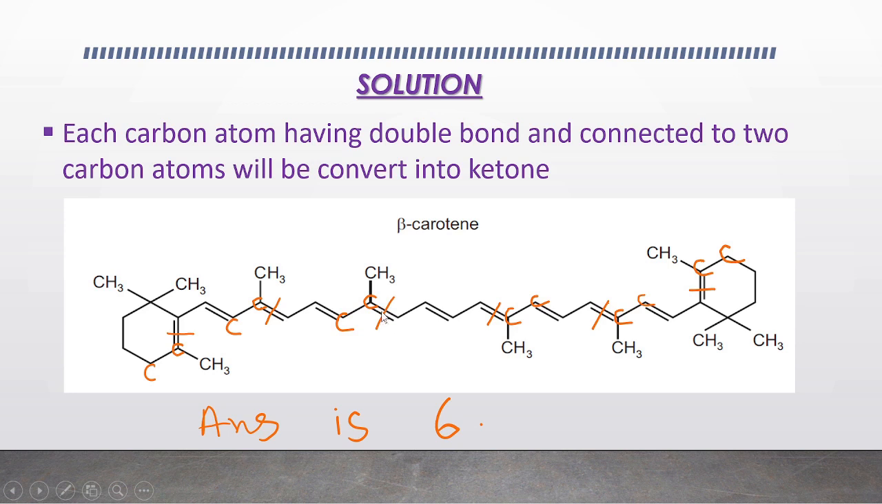Now this one carbon atom, so another ketone forms here. Then this carbon atom is attached to one and two carbon atoms, another ketone forms here. Then this carbon atom is attached to this one and this one, so another ketone forms here, and the same is the case here. If you count them, 1, 2, 3, 4, 5, 6, so 6 ketones will be formed.